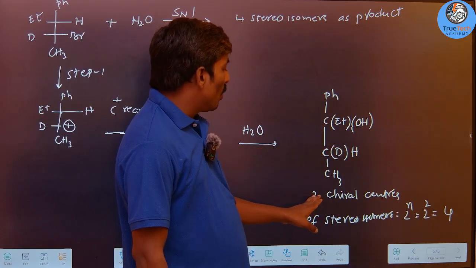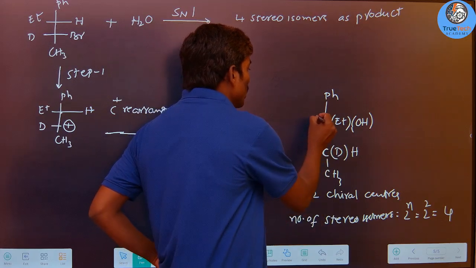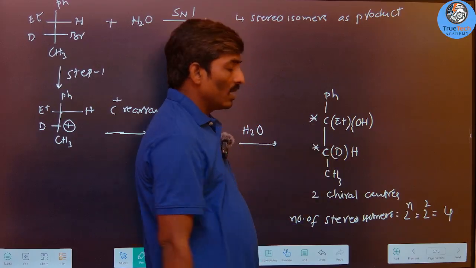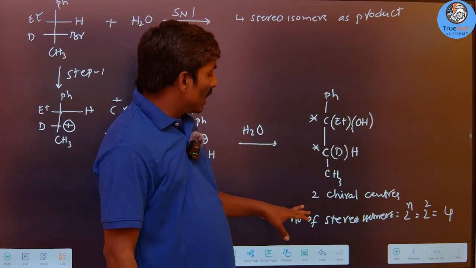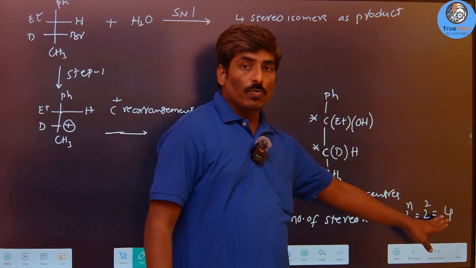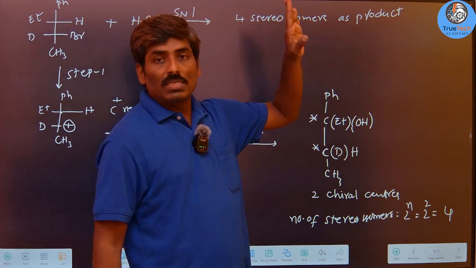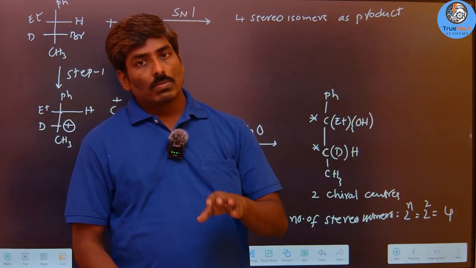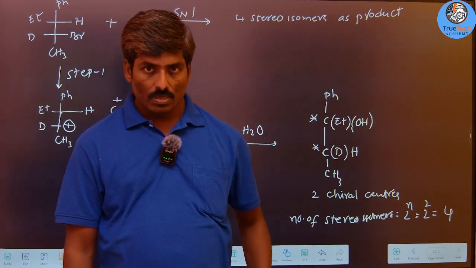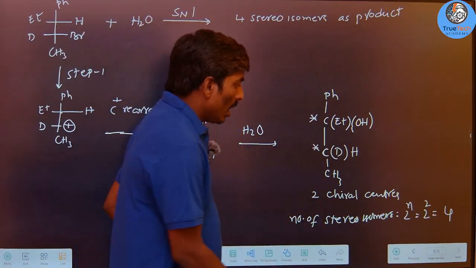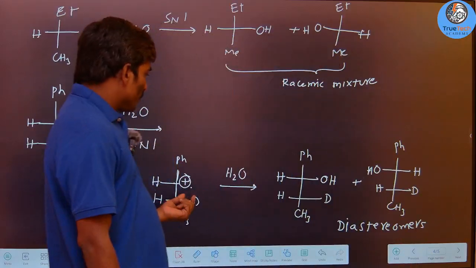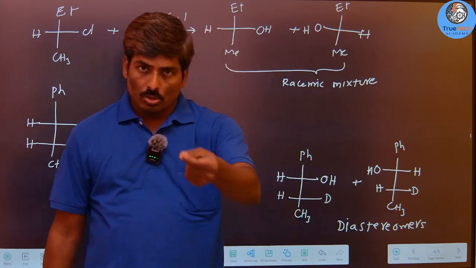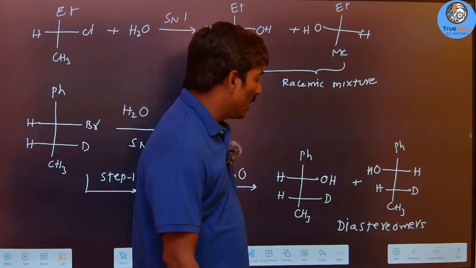In this product, how many chiral centers are there? 2 chiral centers. This is the chiral center, and this is one more chiral center, so total 2 chiral centers. With 2 chiral centers with different termini, the number of stereoisomers equals 4. So in this reaction, totally you are going to get 4 stereoisomers as products. Okay? So this is how it is different from the previous example. In that example, we got 2 products that are diastereomers of each other, related by a diastereomeric relation.